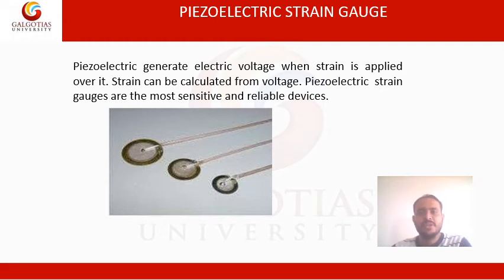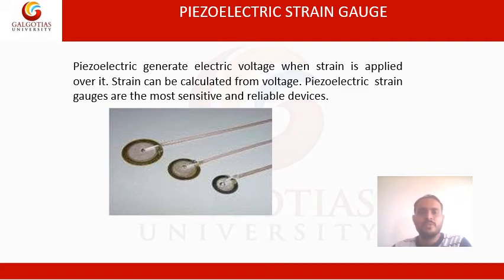Next is our piezoelectric strain gauge. As we know, piezoelectric materials have the property that when electrical signals are applied to them, they deform. This means when a voltage is applied to the material, it deforms, and vice versa. When a force is applied to the material, there is a change in its length or size, which results in a change in the voltage. It generates an electrical voltage when we apply a force over the piezoelectric material. So it can be used as a sensor and actuator also.